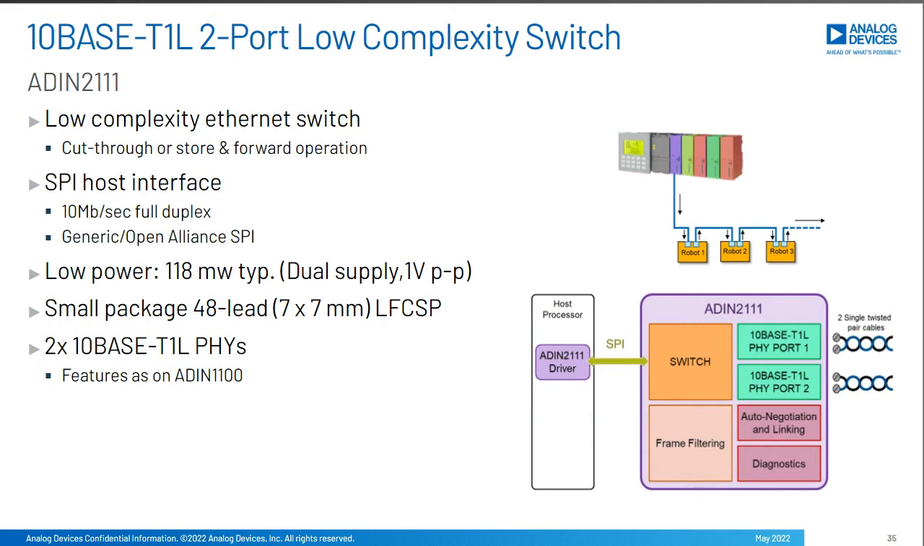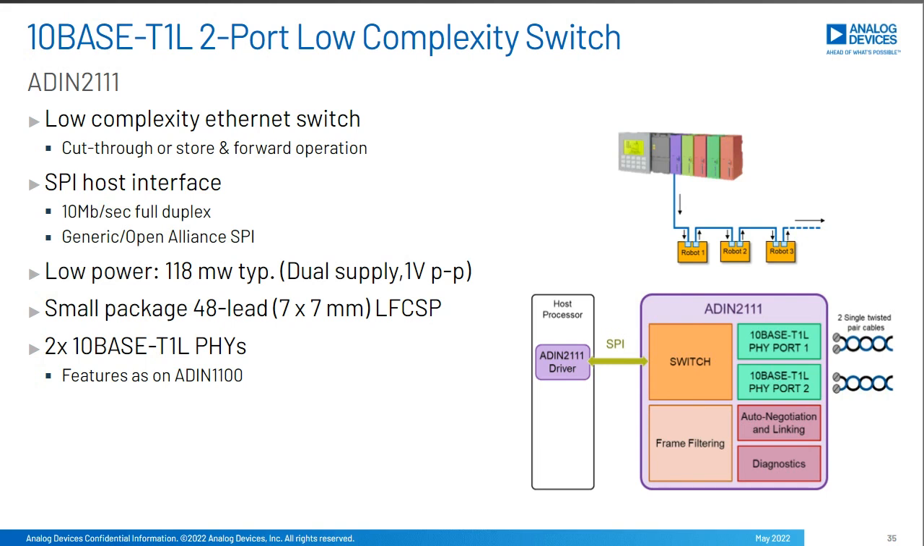Now, the third product I'd like to introduce to you is the ADIN2111, which is our two-port low complexity switch. And now, this is basically two 10BASE-T1L PHYs in a single chip, compliant with the IEEE standard, and an SPI that supports 10 megabit per second full duplex communication. And it can be configured for cut-through or forward operation, which means that the packets received in port 1 can be automatically forwarded to either port 2 or SPI, and the same applies for port 2. So it is really a three-port switch, between the two 10BASE-T1L PHYs and the SPI.